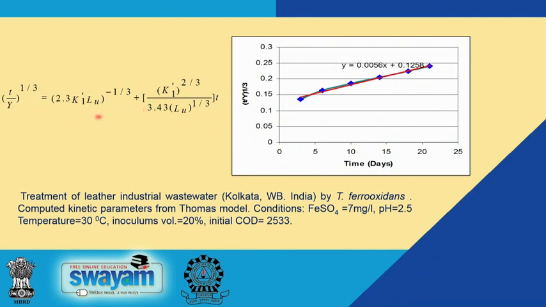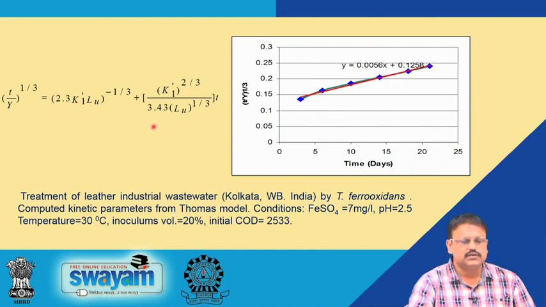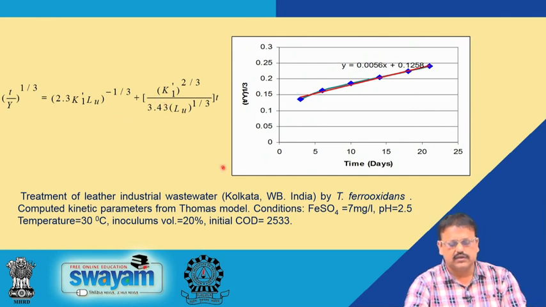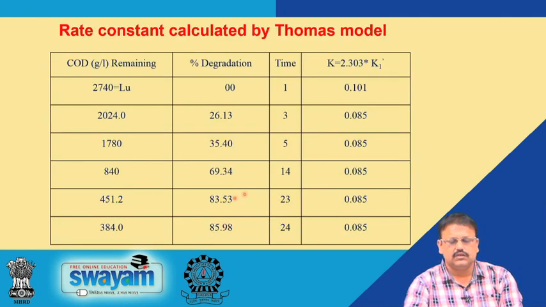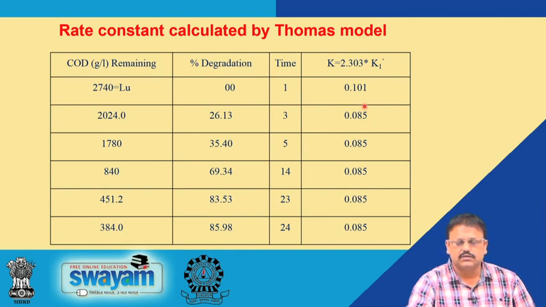Here, using the Thomas equation, the plot is t by y to the power 1 by 3 versus time in days, and this is the plot. From there we have calculated the intercept, this portion is the intercept, and this part is the slope. So, from there the two unknowns, K1 prime and Lu, can be calculated, and the kinetic parameters come out like 0.085.